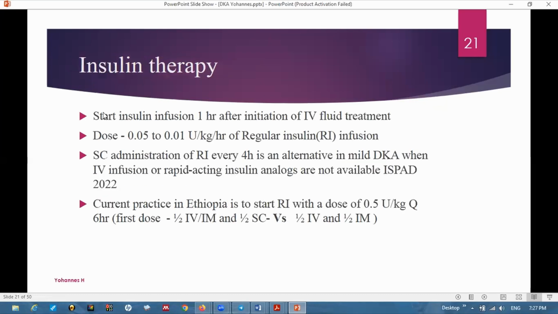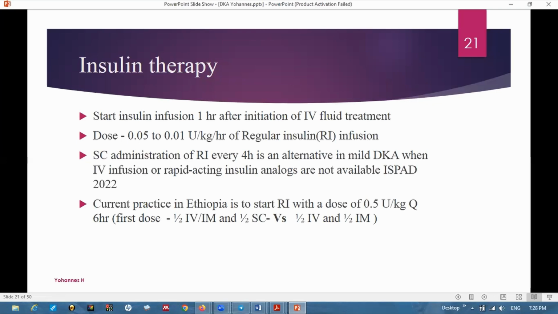When we see insulin therapy, we should start insulin 1 hour after IV resuscitation. In DKA, bolus insulin is not recommended. It may decrease the osmolality rapidly and may cause cerebral edema. The dose can be 0.05 to 0.1 units per kg per hour of regular insulin infusion. If there is a perfusor, we can add 50 international units to 50 ml of normal saline, so 1 ml of fluid will have 1 international unit of insulin.